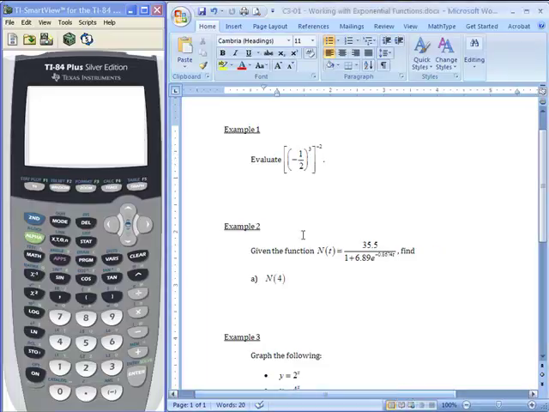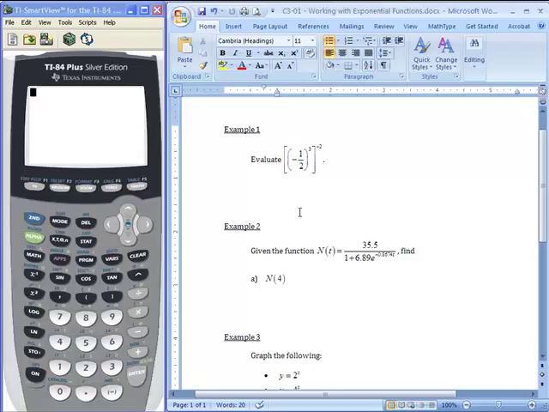Let's start here with example 1. In example 1, we're asked to evaluate this expression. We have in parentheses -1/2. We're going to take that to the third power, and then we're going to take that result and raise it to the -2 power. If we're careful with parentheses, we can do all of this in one step. And if we use the features of the calculator that allow us to view our answers in fraction form, we should be able to get back a fractional answer, which is what we want since we start with a fractional answer. We don't want to answer a question like this with a decimal.